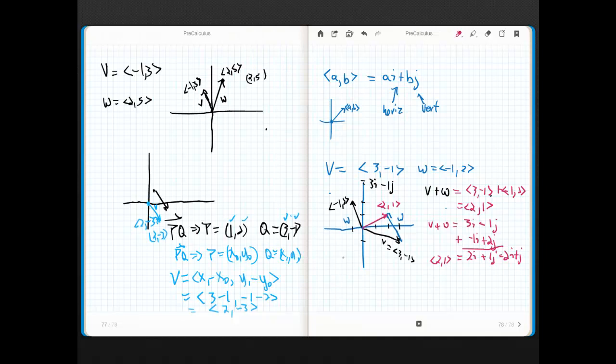All right, now here's the question. How about if I want to know what the magnitude of v is?